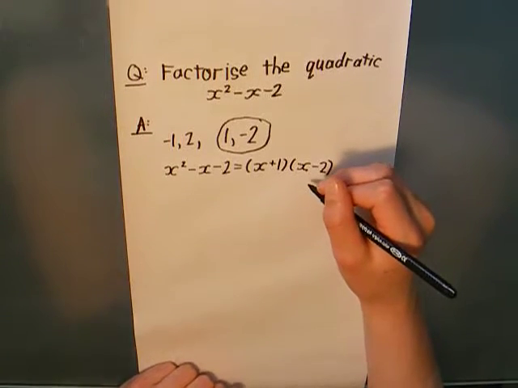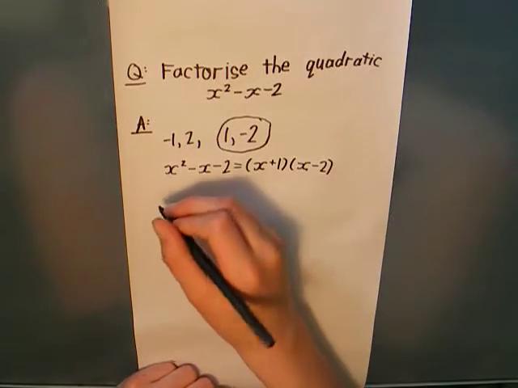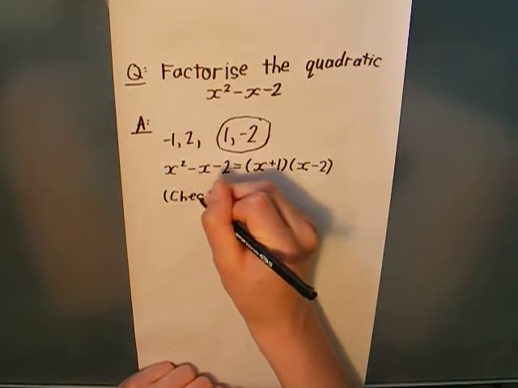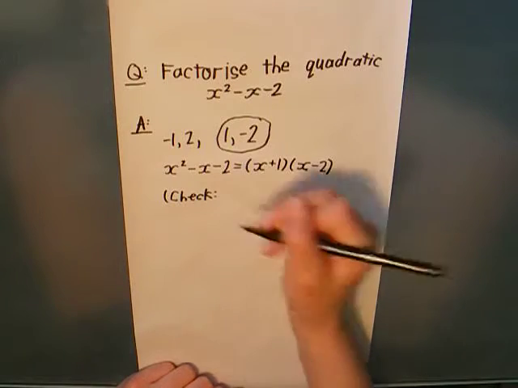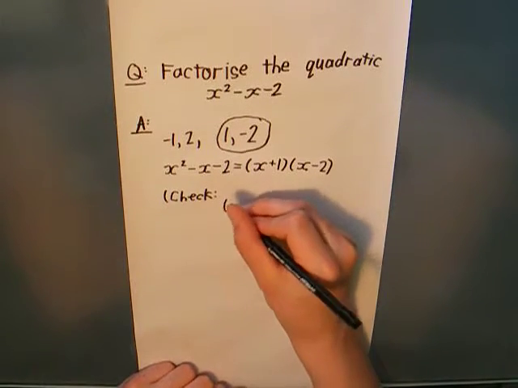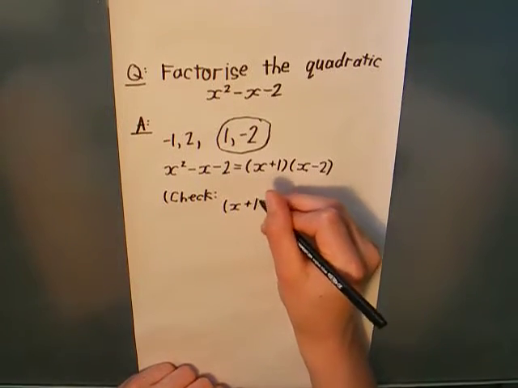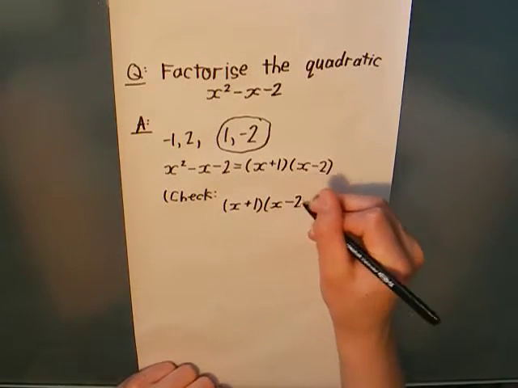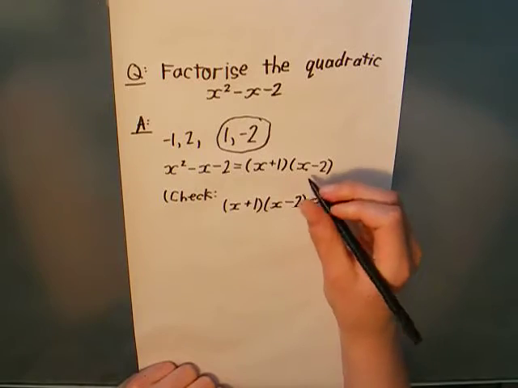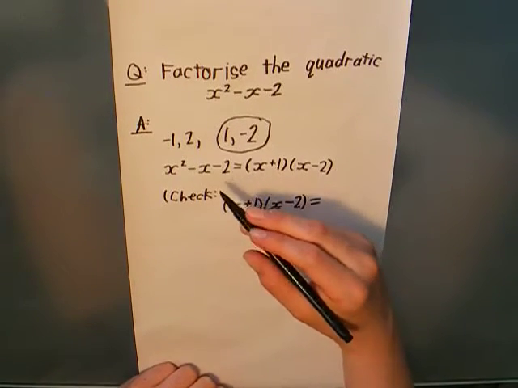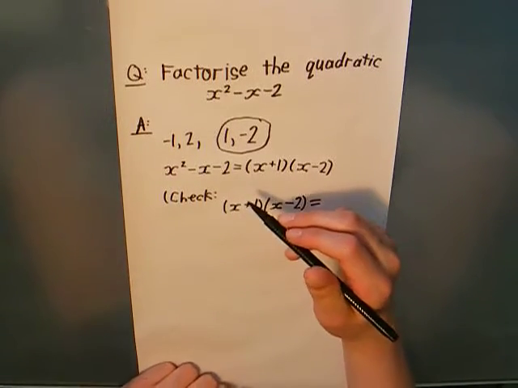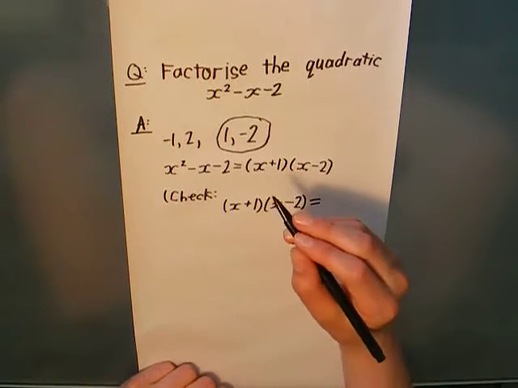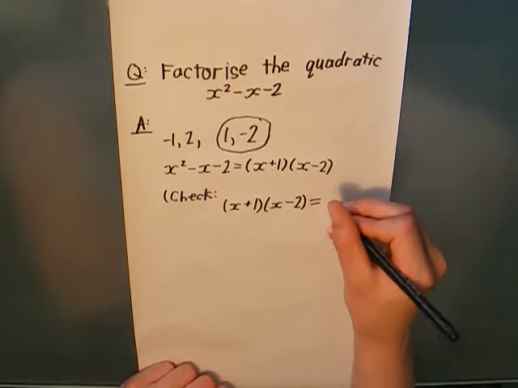And now, to check your answer, it's always good to include a check that's something like this. So I write check, and I would multiply out the brackets in your factorisation to check it matched your original quadratic, which you can do by the method that I taught you in my video on multiplying out brackets. Let me just do it here.